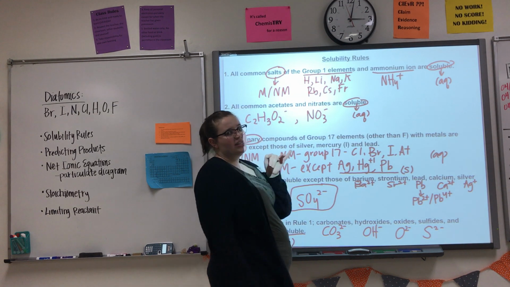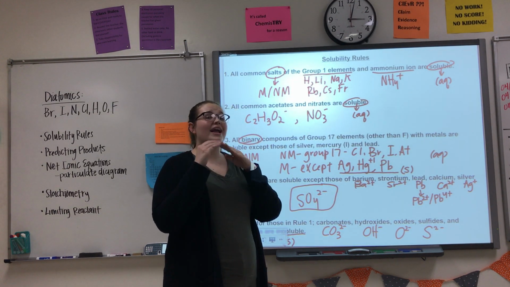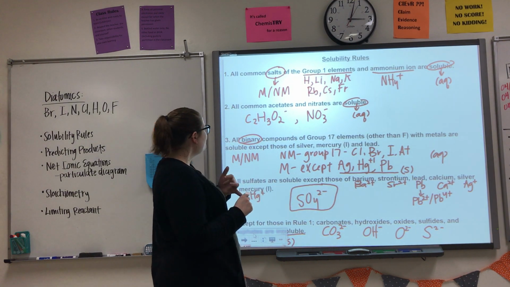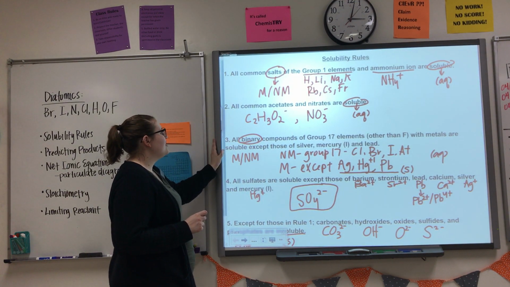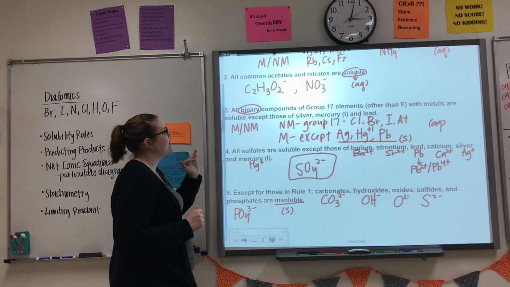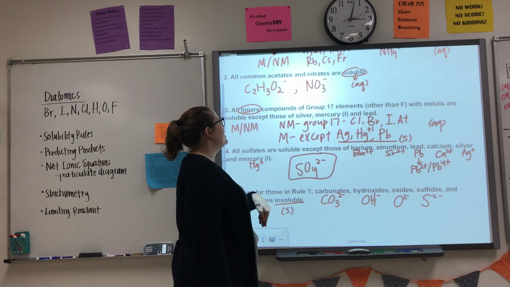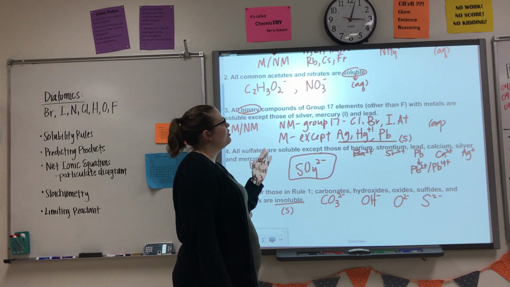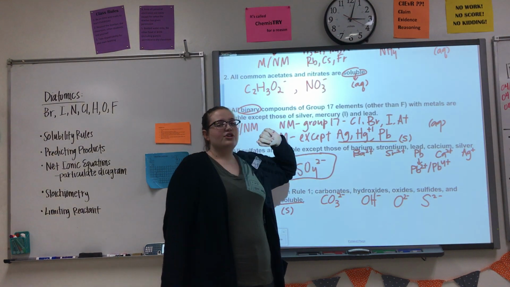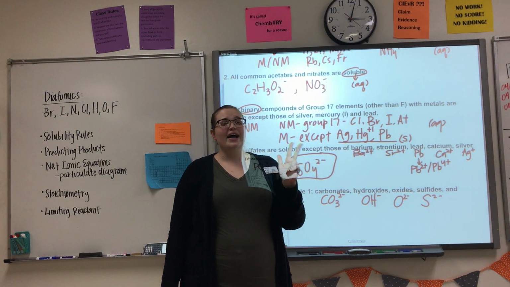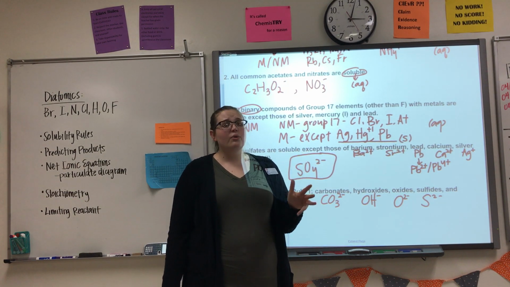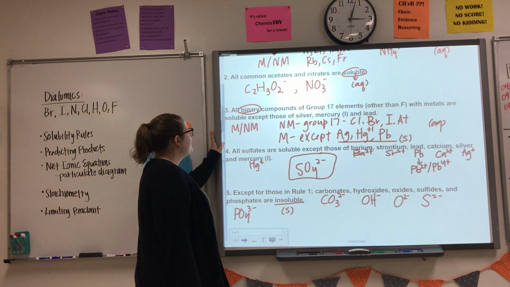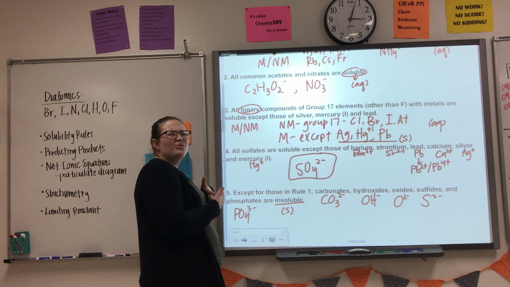And I did include hydrogen in this because all of our strong acids are going to be soluble as well, which are going to be the acids that we're dealing with right now. Rule number 2 says all common acetates and nitrates are soluble. So when you have an acetate, which is C2H3O2 with a 1-, or nitrate, which is NO3 with a 1-, they're also going to be soluble with the AQ. So your group 1s, your ammoniums, your acetates, and your nitrates are almost always going to be soluble, so they get the AQ symbol.